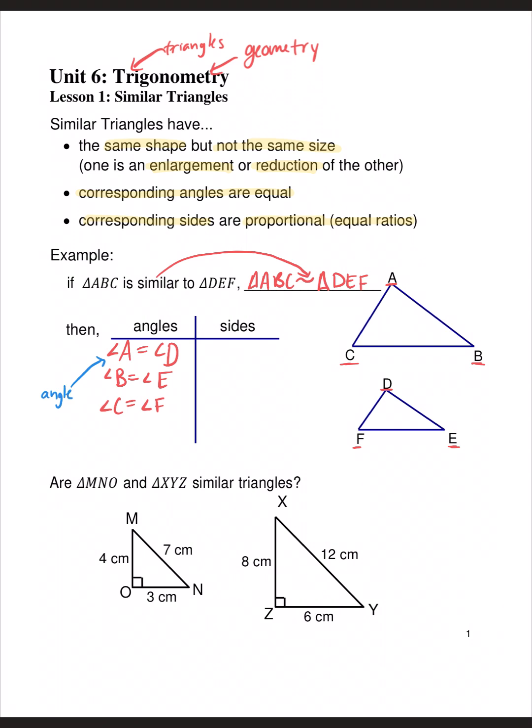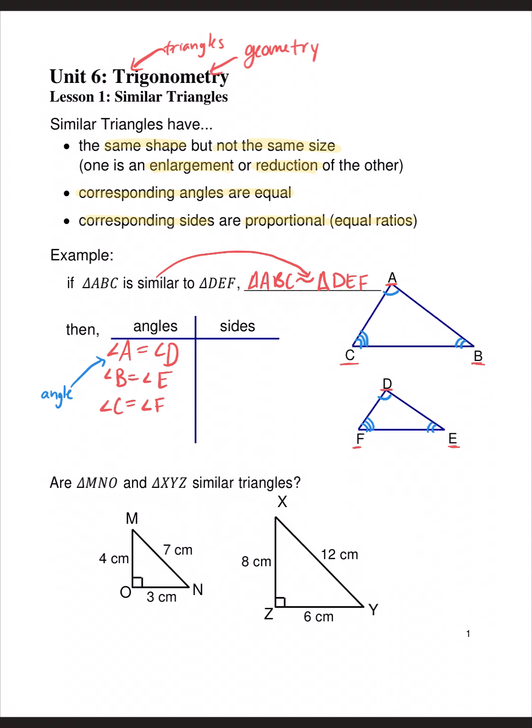If we wanted to represent this within the triangle, we could show a little arch saying that angle A and angle D are equal. If I wanted to show angles B and E, I'm going to do two arches just to make sure I know which ones I'm referencing. So angle B and E would be equal. And for C and F, we could do three arches to show that these two angles are equal to each other.